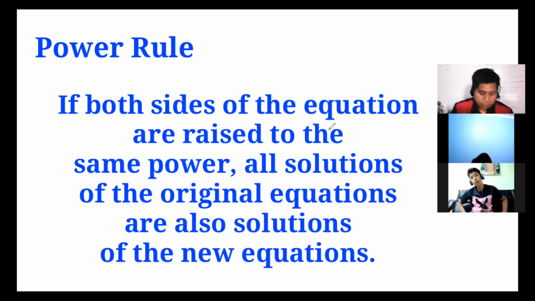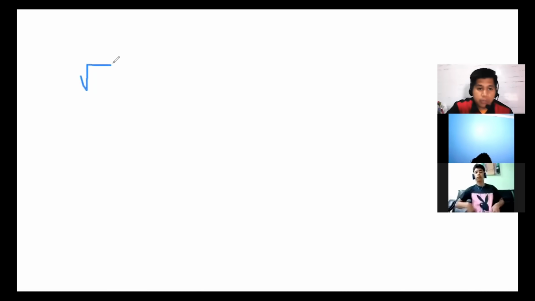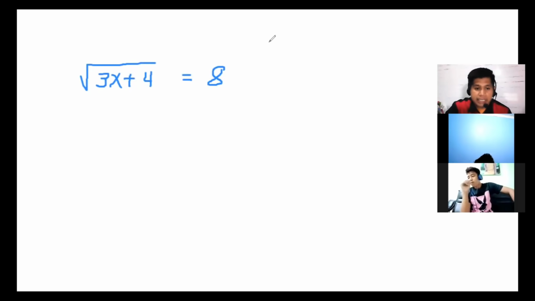So for example, if we are given the square root of 3x plus 4. Our goal here is to get the value of x. The square root of 3x plus 4 is equal to 8. Again, we're using the power formula, so we're going to express this into its power form.